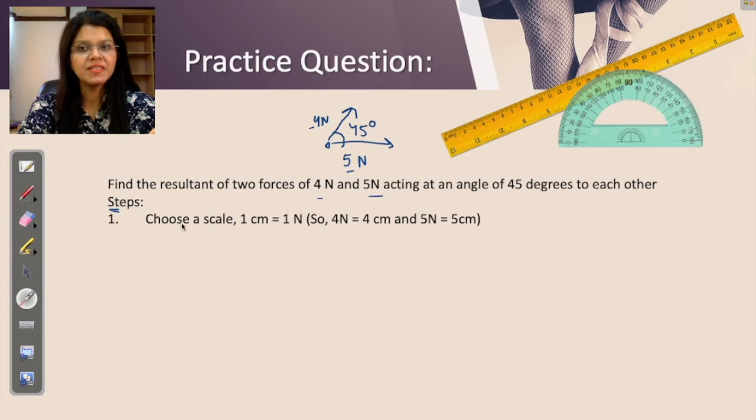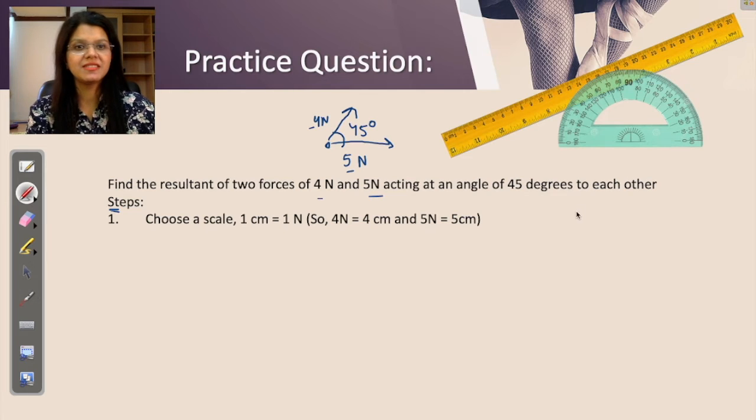First thing that you do is choose a scale, because this is an easy scenario. 4 newtons, 5 newtons, we can choose a scale like 1 centimeter is equal to 1 newton. Or you can also take 2 centimeters is equal to 1 newton. Your wish, choose a scale. First thing, write in your notebooks the scale that you are taking.